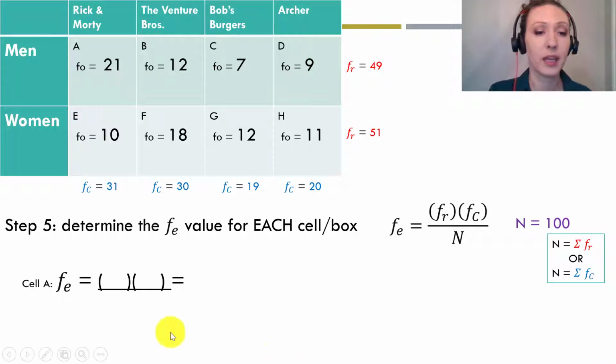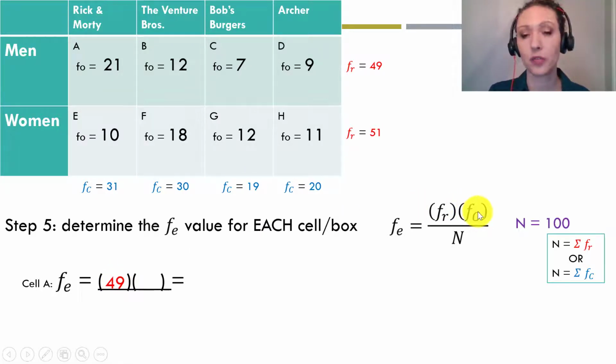Okay, so here is our formula right here for our frequencies expected, and we're just going to plug our numbers into this formula. Okay, so we have our frequency of rows here, and so we are working here on box A, okay? So we're going to put the frequencies of rows right here. Since we are working with box A, that is from this row here, so we're going to put this value down here. Okay, so that's going to be a 49.